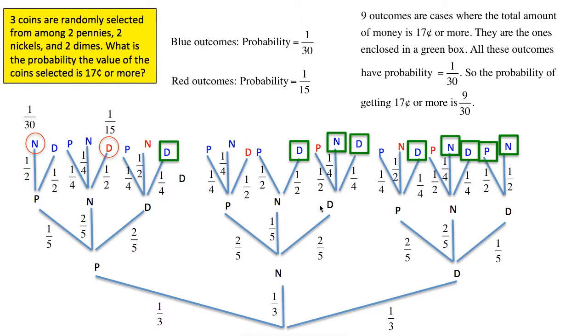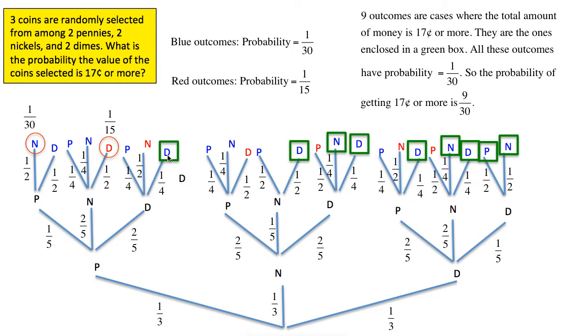Now, of course, when we're using probabilities in tree diagrams, the probability of any event we get by just adding up the probabilities of all the outcomes that correspond to that event. We have just identified the green boxes as picking out the outcomes that do give us 17 cents or more. So if we want to know the probability of getting 17 cents or more, all we have to do is add up the probabilities of all the outcomes in the green boxes.